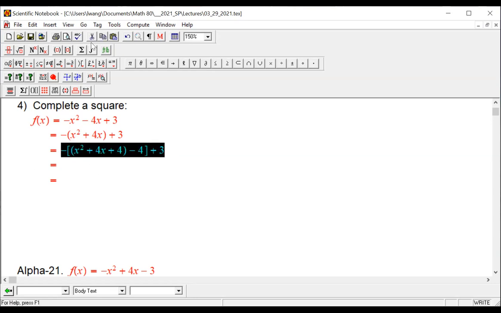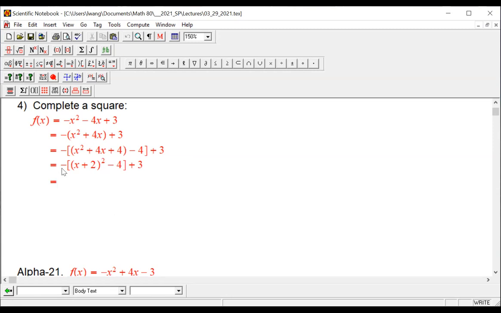With this done, this is a perfect square of x plus 2, so x plus 2 squared. Then I'm going to distribute the negative sign, so I'm going to have negative of x plus 2 squared. The negative sign distributed to negative 4 gives a plus 4, and plus the 3 that was there before, in the end I would have plus 7.